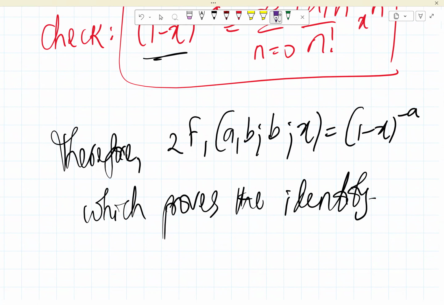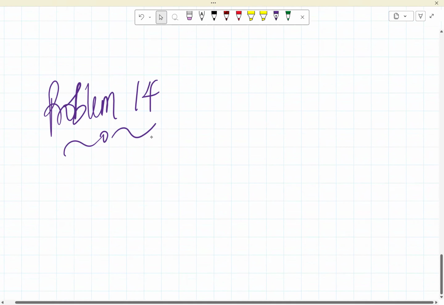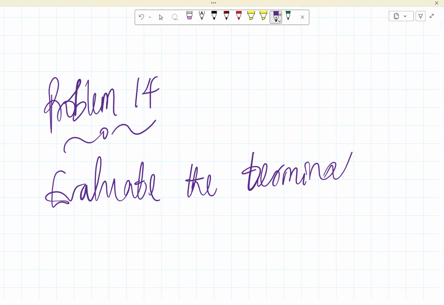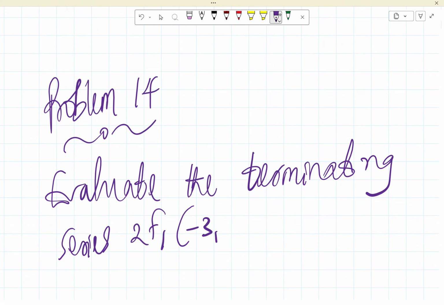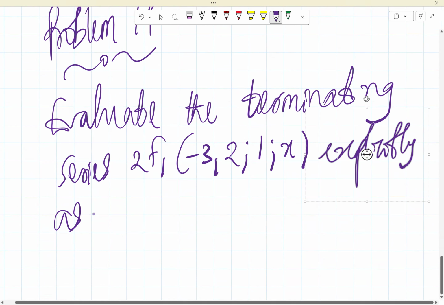Then we go for problem 14. Problem 14. It says to evaluate the terminating series 2F1(minus 3, 2; 1; x) explicitly as a polynomial.